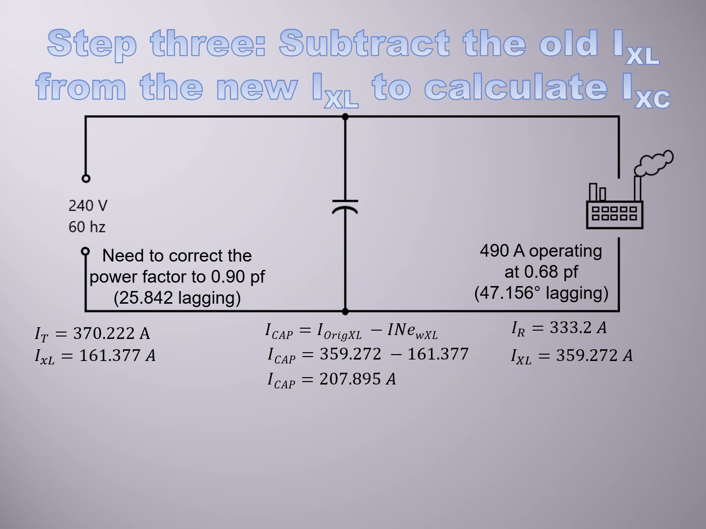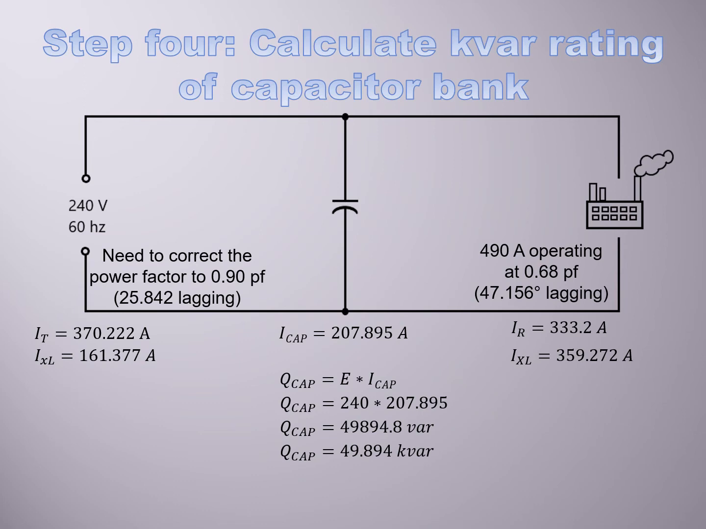Just like we did before, we need to take what my original value was, and this time it's my original reactive current, subtracted by what my goal reactive current is in order to get the current of my capacitor bank. So in this case, my capacitor bank ampacity is going to be 207.895 amps.